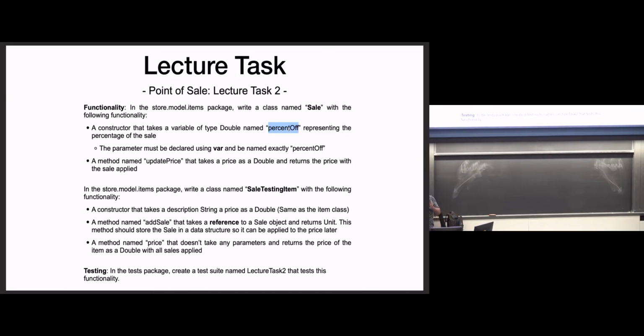Sale that has a constructor that takes one parameter that's a double, which is named exactly %off with a capital O.